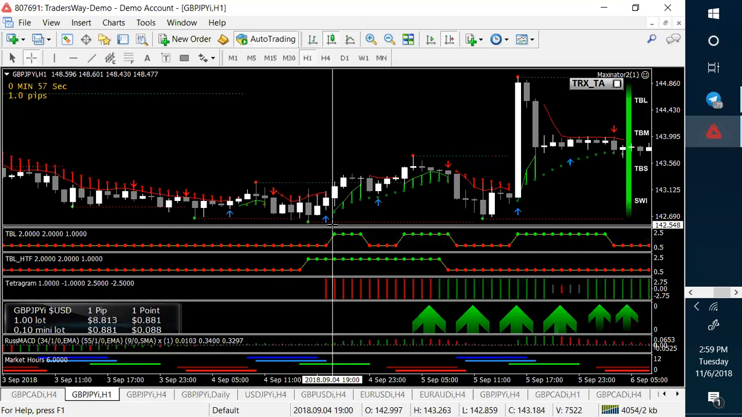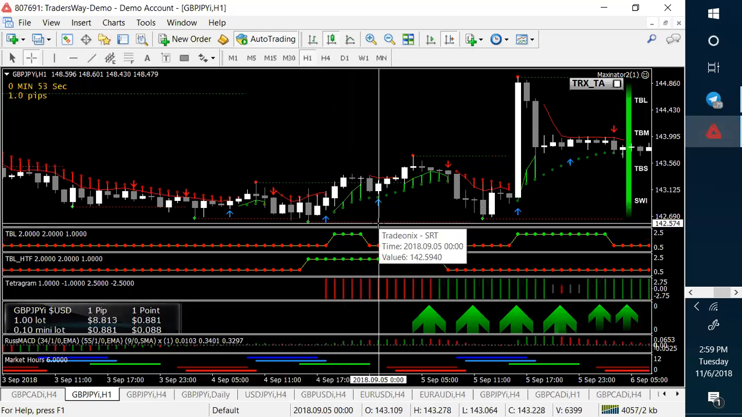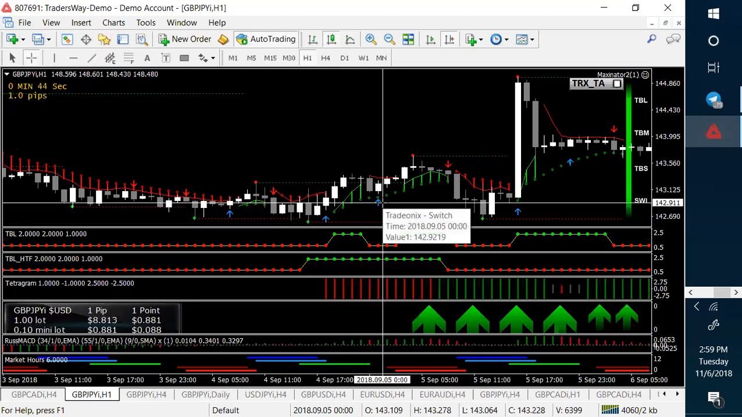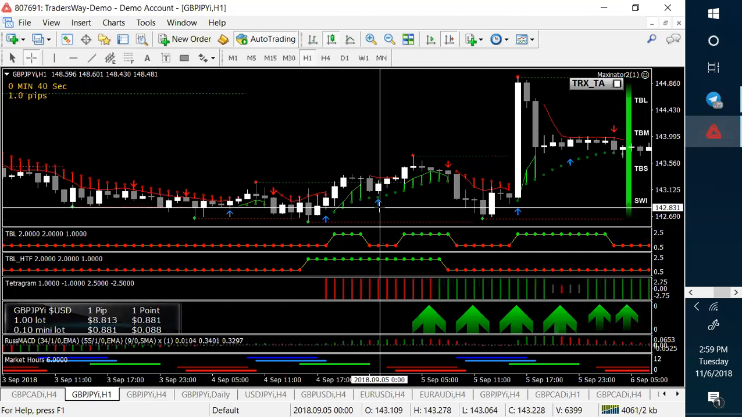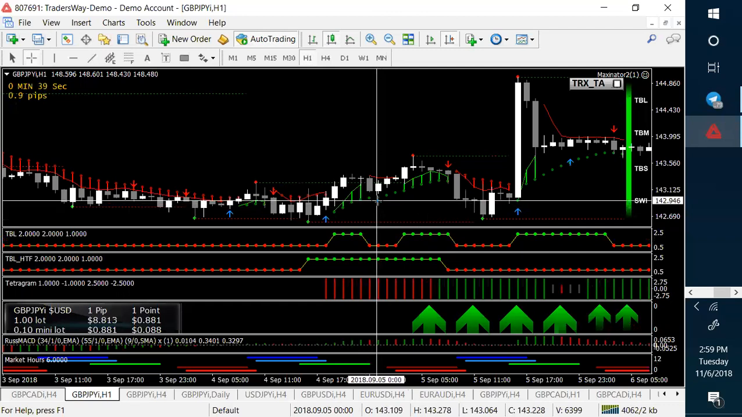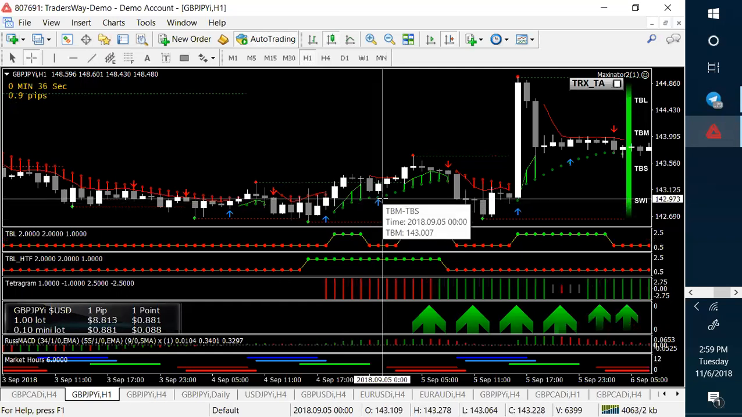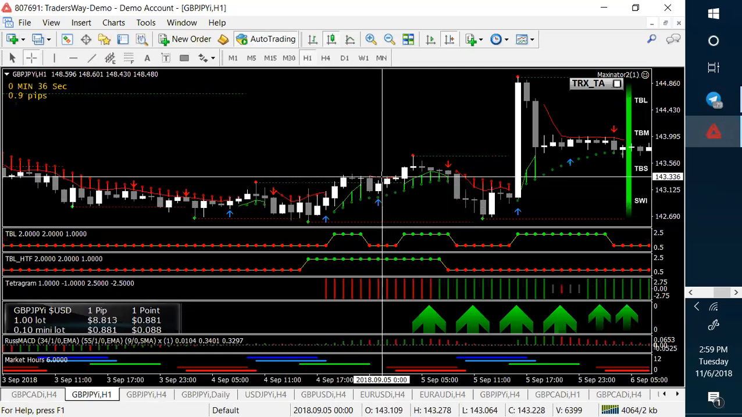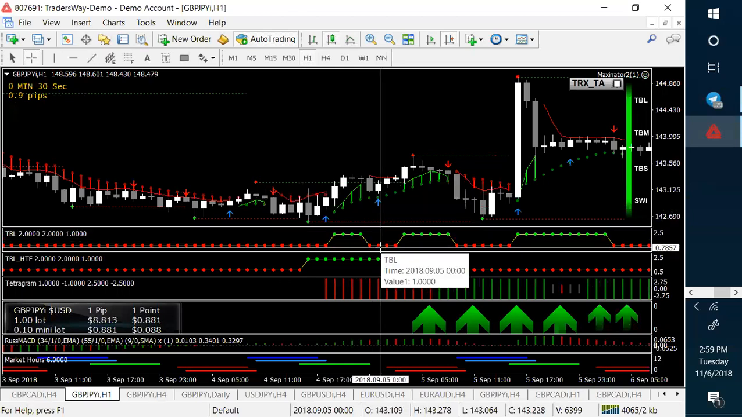So first of all, we're going to jump to September 4th, which is right here at 0 hours. Okay, so we have the switch telling us to go long, and the trend bias medium is saying go long, but trend bias short, no, trend bias long, no. So we're not going to take that trade.